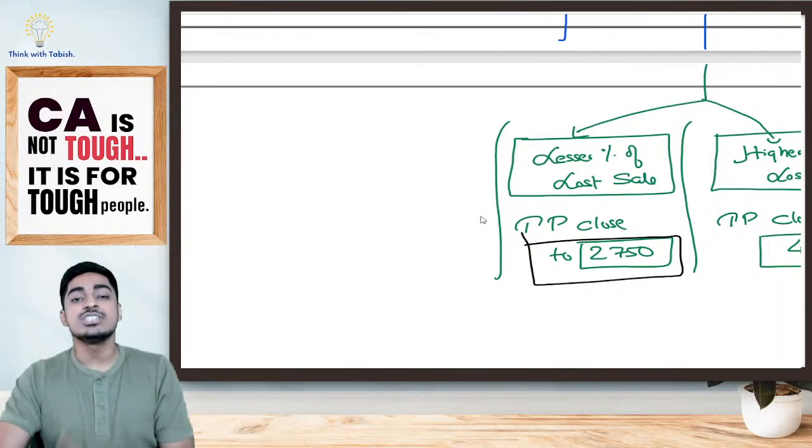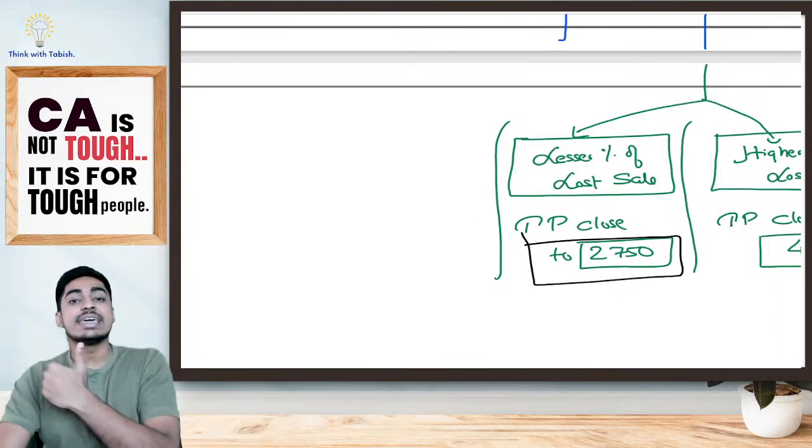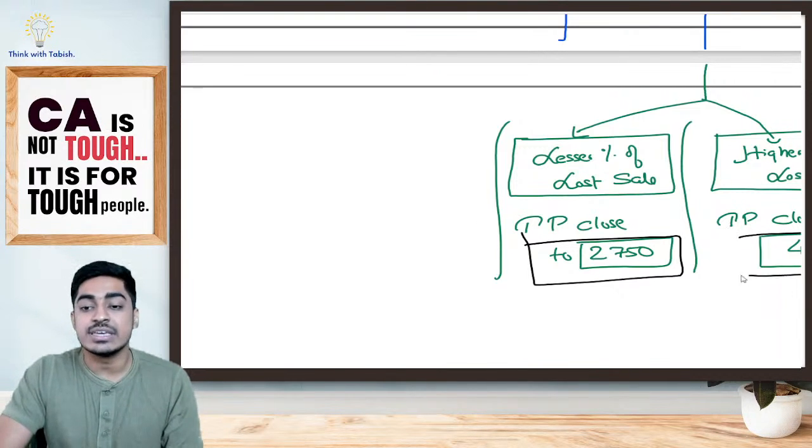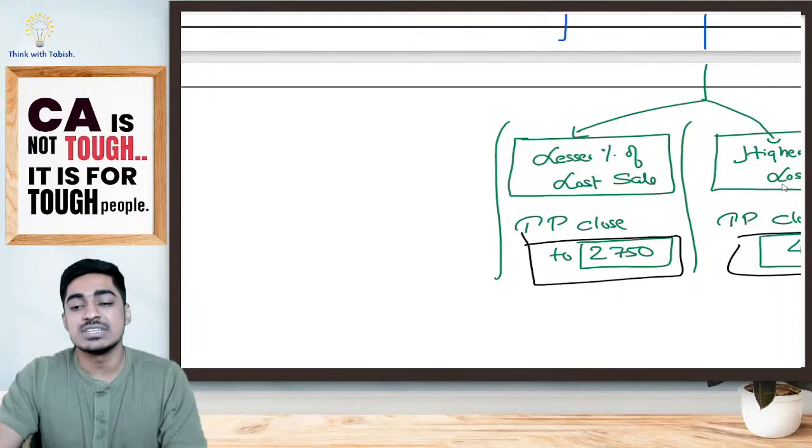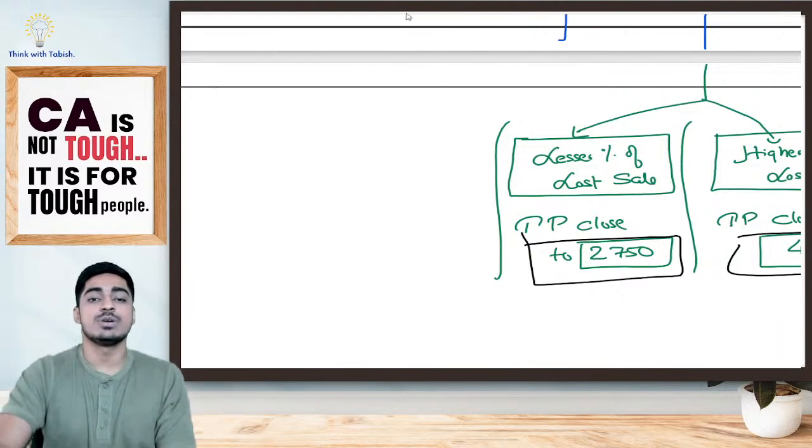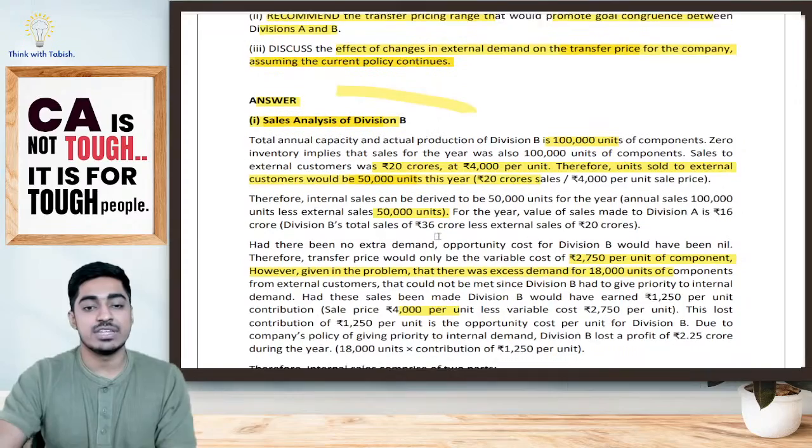But if a higher percentage of sale is sacrificed, I had an external sale of 1 lakh and I sacrificed 50,000 units, so it will be closer to the higher end. My transfer pricing will be closer to 4,000. So if a higher percentage of sale is lost, transfer price will be closer to the higher end. This is what is given in the form of a paragraph.